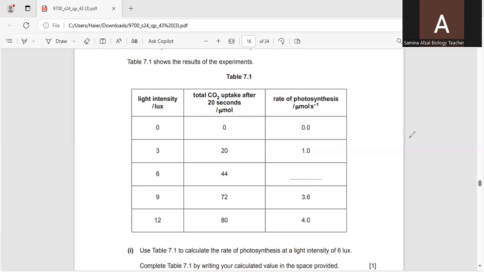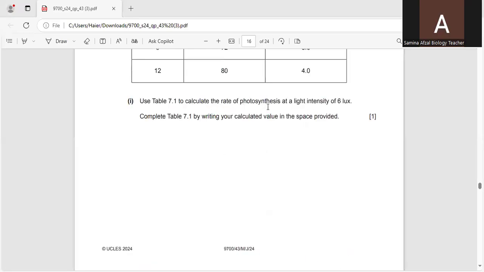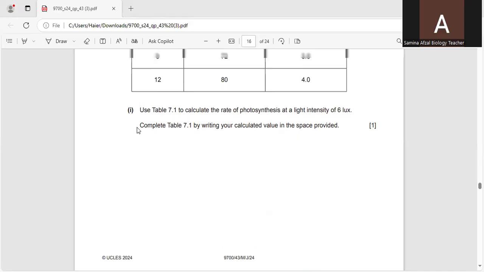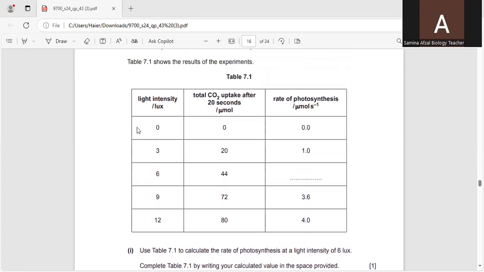So here I would like to tell you that the question is, use table 7.1 to calculate the rate of photosynthesis at the light intensity of 6 lux. Complete table 7.1 by writing your calculated value in the space provided. So how do we calculate this value? So the rate of photosynthesis is equal to the, so it is always in this way. That is, we have to calculate by this formula.